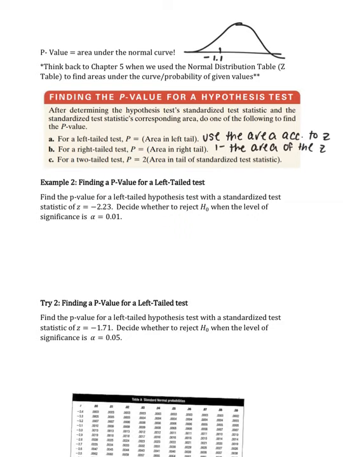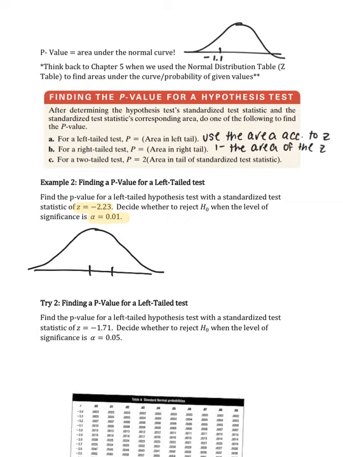All right, so first example, finding a p-value for a left-tailed test. All right, so let's take a look. We have our standardized test statistic, z equals negative 2.23. Decide whether to reject or, remember, we don't accept. We either reject or we fail to reject when the level of significance is 0.01. So we're going to sketch out our nice little bell curve here.